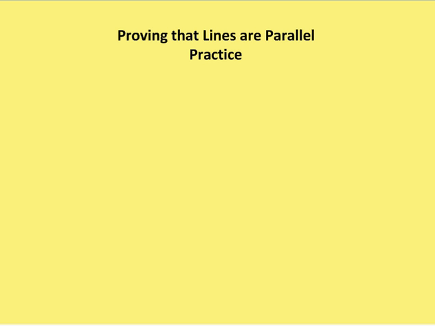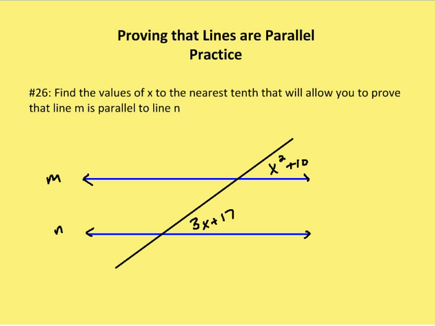In this edition of Ott in Math, we're going to work on some problems that involve the theorems we learned in proving lines are parallel. I believe that there are two problems, so let's get started. First one, number 26, we're going to find the values of x, to the nearest tenth, that will allow you to prove that line m is parallel to line n.